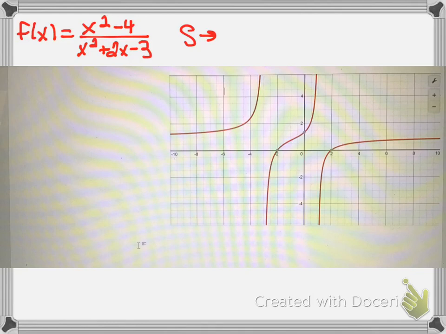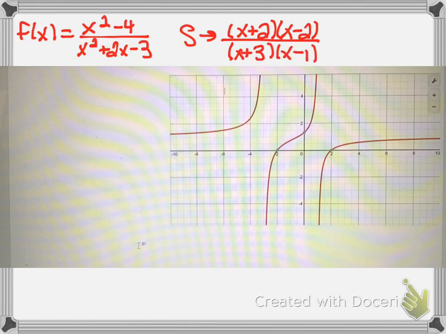But I factor my numerator. And my numerator factors as x plus 2, x minus 2, because it was a difference of 2 squares. My denominator also factors. It factors as x plus 3, x minus 1. So I've got it factored, but nothing cancels. So there's really no simplifying to do. And since there's no simplifying, there's not going to be any holes. Okay, so now we can begin to analyze.